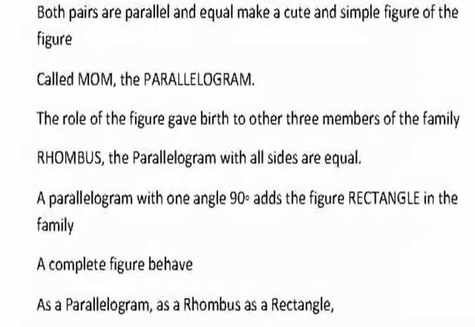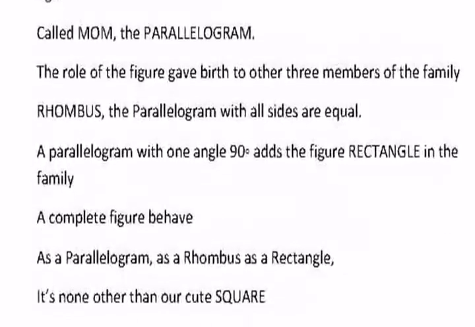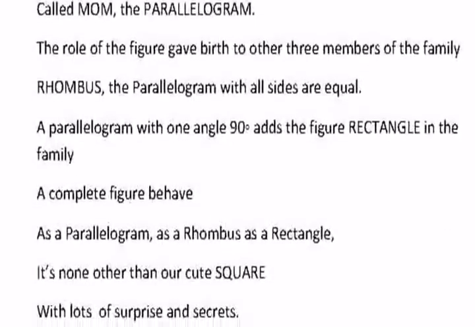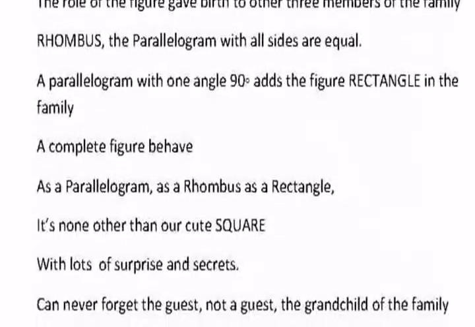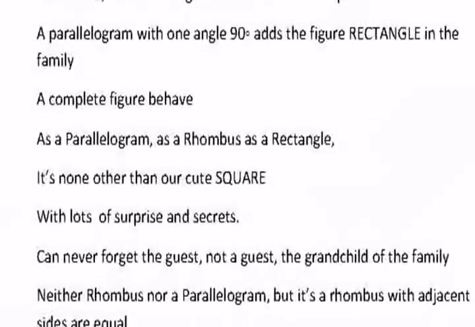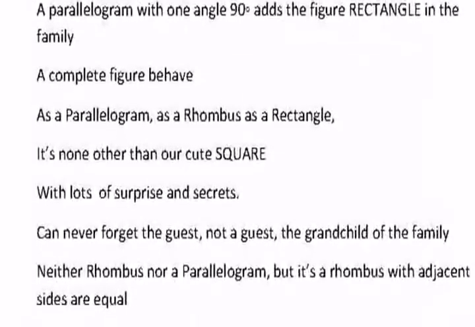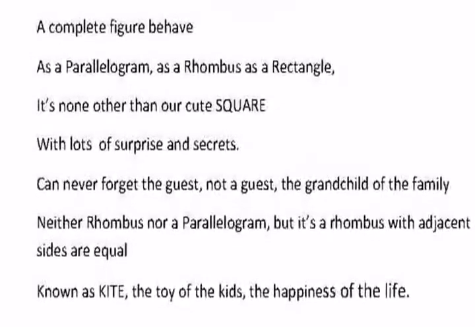And the parallelogram we can divide. From the parallelogram we will get 3 other shapes, and one is rhombus. Rhombus is a parallelogram with all sides equal. So here all sides are equal. We are getting a diamond shape, that is a rhombus.